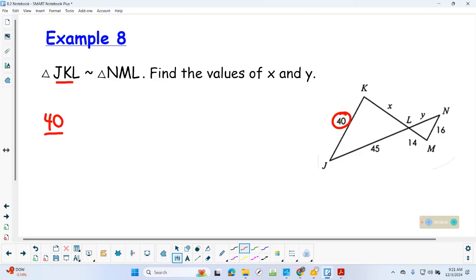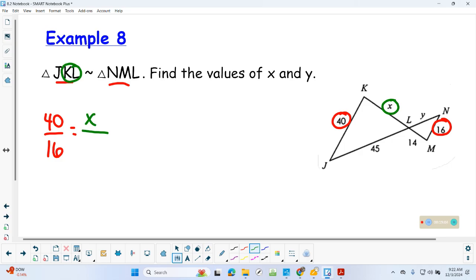So 40 is going to correspond to what side on the little triangle? Got it. Which I'm going to find right there. So 16. Yes, you could reduce that if you would like. Okay. So find the values of x and y. I'm going to do x first. So on the big triangle, that's why I started to see x is on KL.